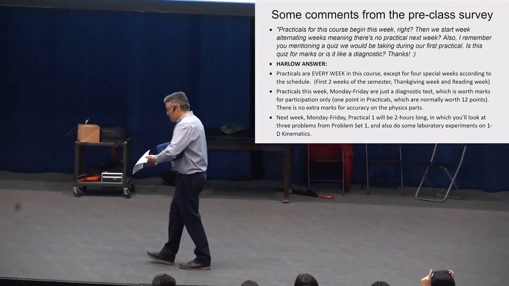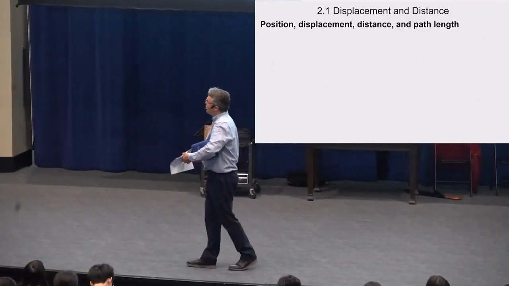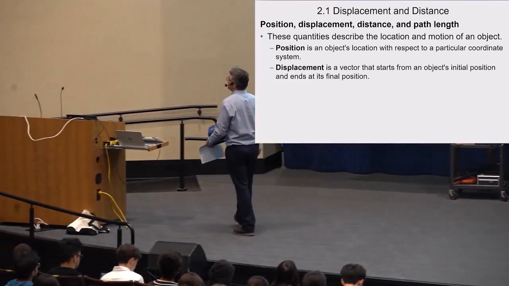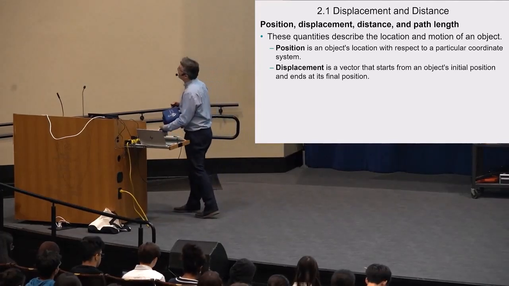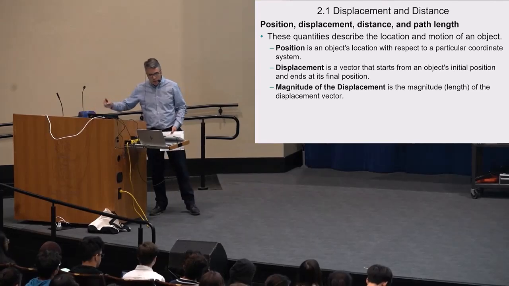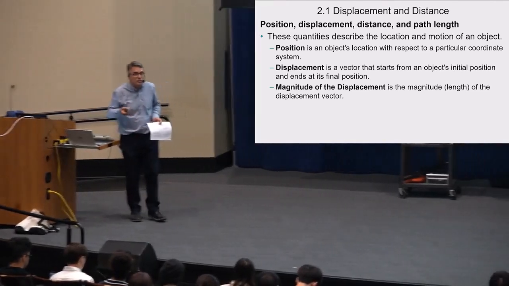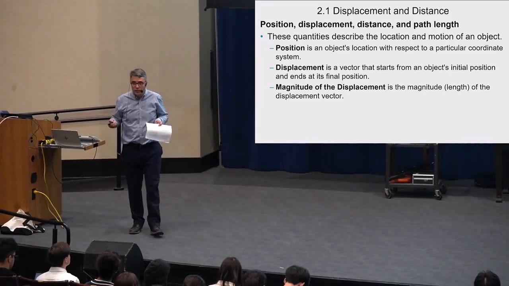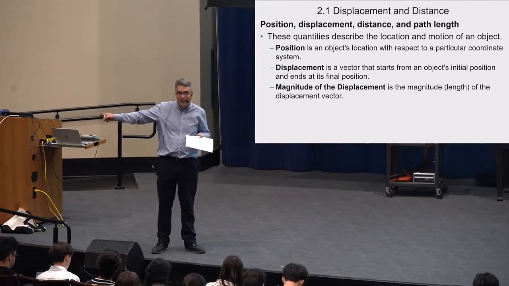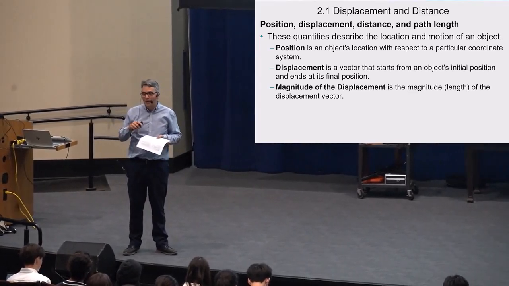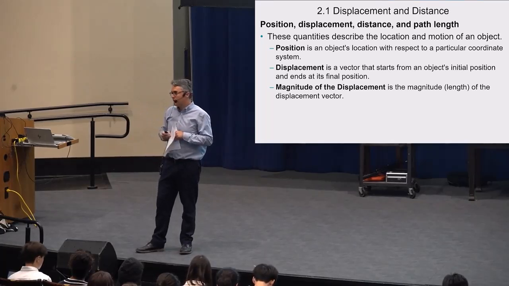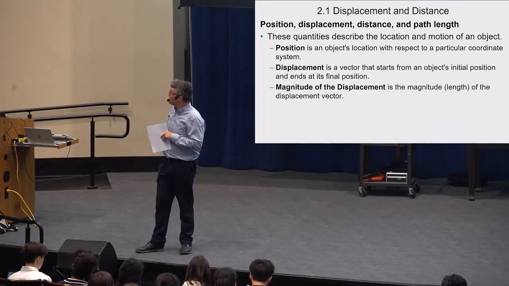Okay, so let's get into chapter 2 stuff. There's something called position, displacement, distance, path length. What's used in this book is position, which describes an object's location with respect to a particular coordinate system. So when you're doing a problem, you always have to set up a coordinate system, put your X and Y somewhere, and specify where your origin is so you can specify what your position means, because it's going to be a number.